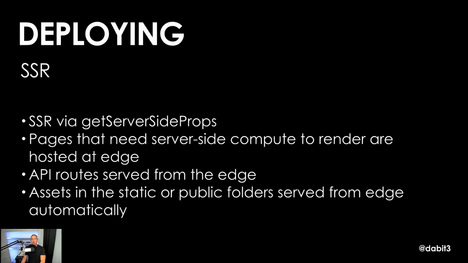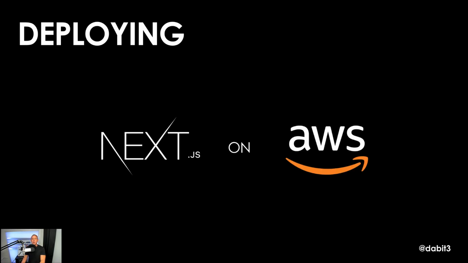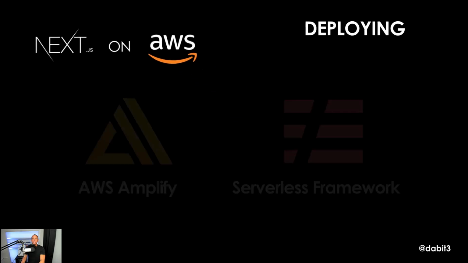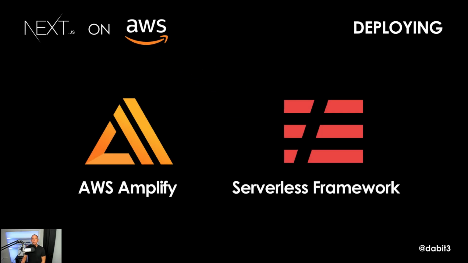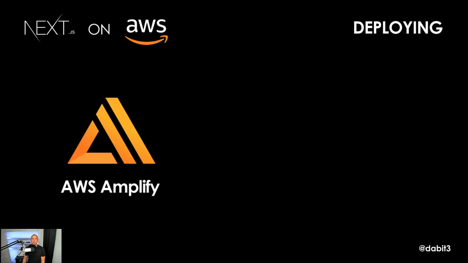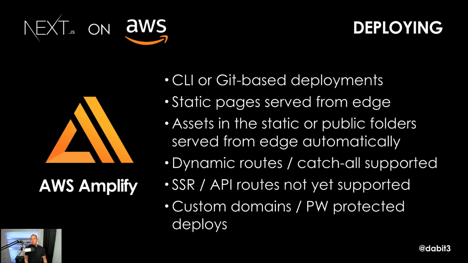Next, let's talk about how to deploy Next.js to AWS. We're going to talk about doing this in two different ways, one using the Amplify Console hosting service and the other using the serverless framework. So currently Amplify Console only supports static site hosting, so if you would like to use SSR support or API routes, Amplify doesn't support it yet, but it will be here in a couple of months.